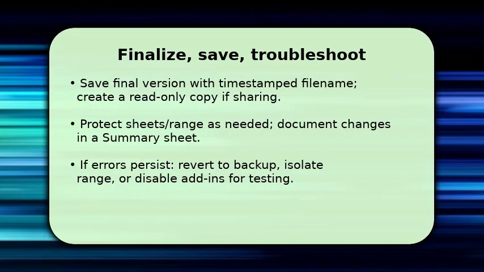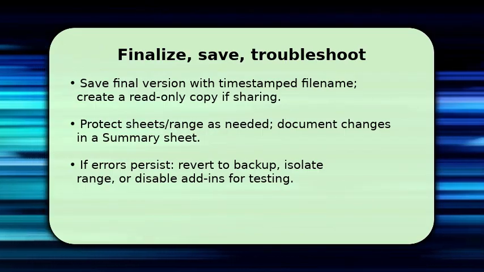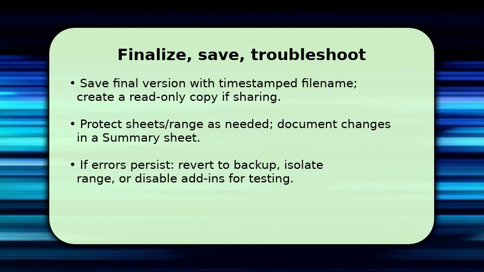If something goes wrong, one key troubleshooting step is to revert to your backup. Then isolate the problematic range and reapply changes in small steps. Disable.